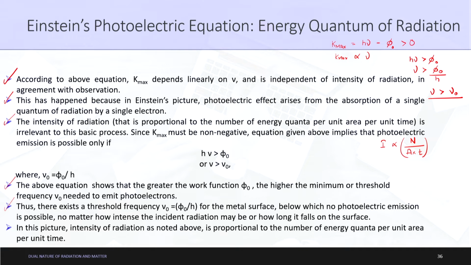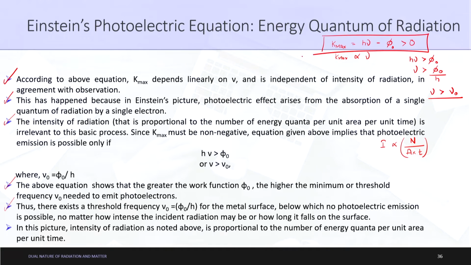That means they are just trying to make you understand again that this K max is only depending upon the frequency of radiation, such that the frequency of radiation should be greater than the threshold frequency. But as this complete term does not have any intensity in its picture, it can be said that this frequency does not depend upon your intensity. That's all. They are just trying to prove all the things which were being explained in the experimental study. In this picture, intensity of radiation as noted above is proportional to the number of energy quanta per unit area per unit time. So that thing is only explained again here.